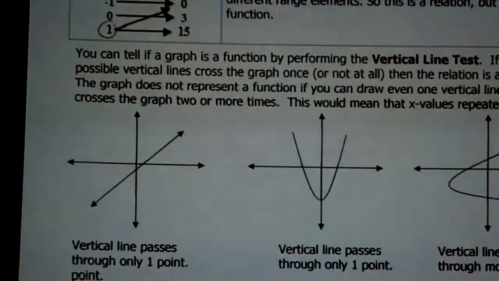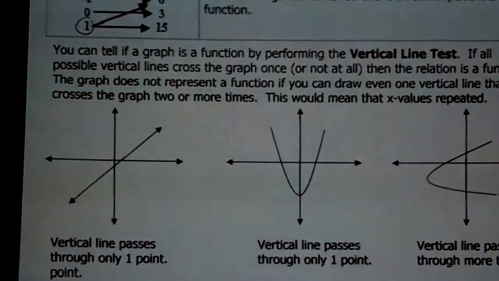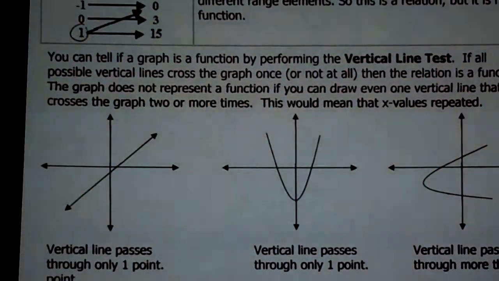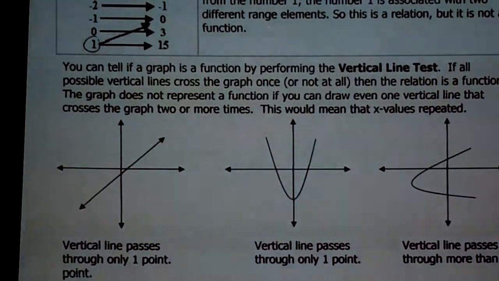All right, now if you're looking at a graph, you can tell if a graph is a function by performing the vertical line test. It sounds very, very complicated, but it's really not. With the vertical line test, all you have to do is draw a few vertical lines through the graph, and if it only touches the graph at one point each time, that means it's a function. Because if you drew a vertical line and it ended up hitting your graph more than once, that would mean that the x value would be repeating.